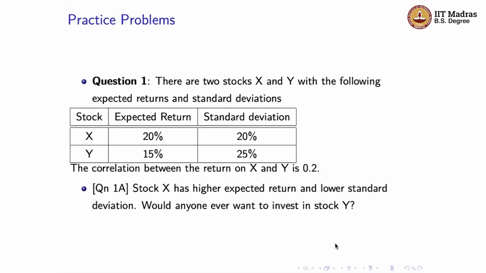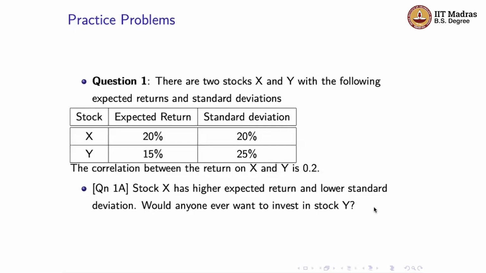So the first question is that if we observe these two stocks, we can clearly see that X has a higher expected return compared to Y, and X has a lower standard deviation compared to Y. In that case, would any risk-averse investor ever want to invest in stock Y? Because if we just care about expected return and standard deviation only, that is, have mean variance preferences, it seems that X dominates Y, right? So what's the advantage of having stock Y around?